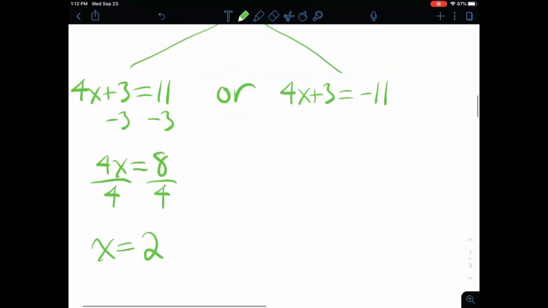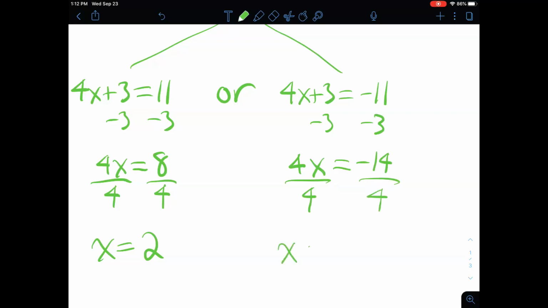Then what about over here? 4x plus 3 equals negative 11. We're going to subtract 3 like we did before. Actually, the nice thing about these problems is that they're pretty much the same both ways you do it. Divide by 4 again. x is going to equal, divide the top and bottom by 2, that's a common factor, so that's going to be negative 7 over 2. Put or in the middle here.